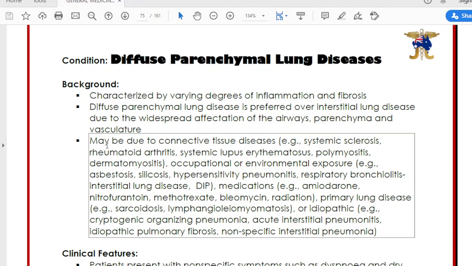vasculature. May be due to connective tissue diseases, for example systemic sclerosis, rheumatoid arthritis, systemic lupus erythematosus, polymyositis, dermatomyositis; occupational or environmental exposure, for example asbestosis, silicosis, hypersensitivity pneumonitis, respiratory bronchiolitis interstitial lung disease, DIP; medications, for example amiodarone, nitrofurantoin, methotrexate, bleomycin, radiation; primary lung disease, for example sarcoidosis, lymphangioleiomyomatosis; or idiopathic, for example cryptogenic organizing pneumonia, acute interstitial pneumonitis, idiopathic pulmonary fibrosis, nonspecific interstitial pneumonia.